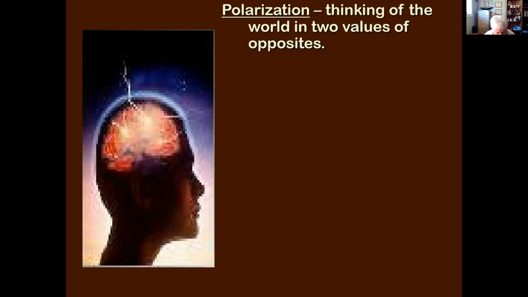We also have a problem with the issue of polarization. Polarization. Thinking of the world in two values of opposites are polarization. Left, right, black, white are opposites.